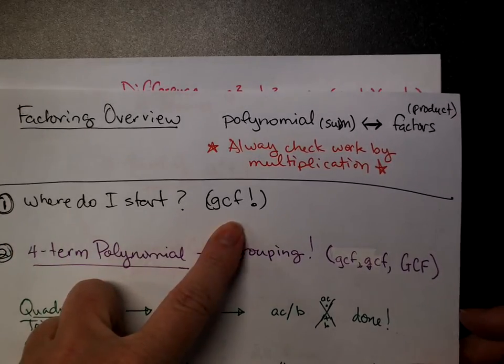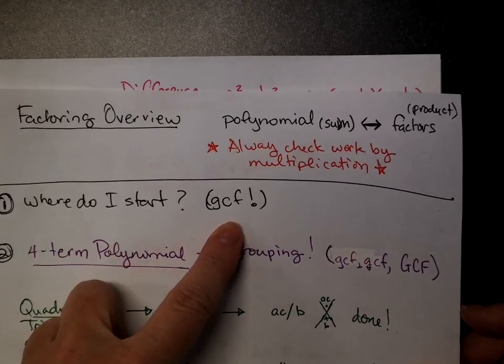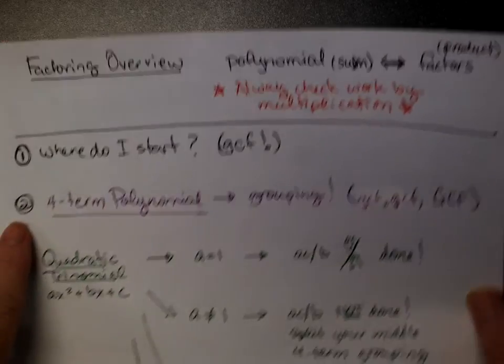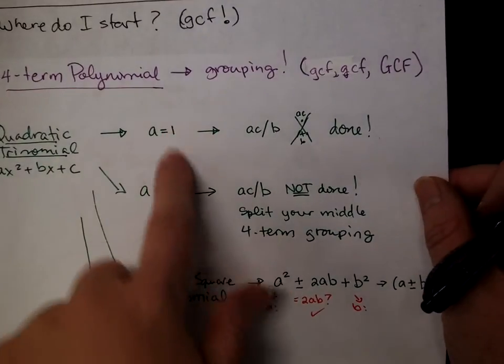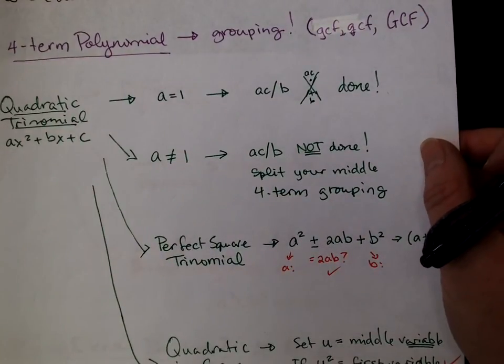GCF, boom, always the same answer. If there is one, take it out. And then your next question is, okay, what do I have left? 4 terms, use grouping. Quadratic trinomial, use one of these 4 things, depending on what happens if it's factorable.